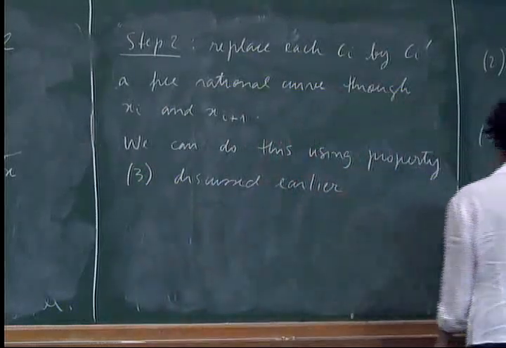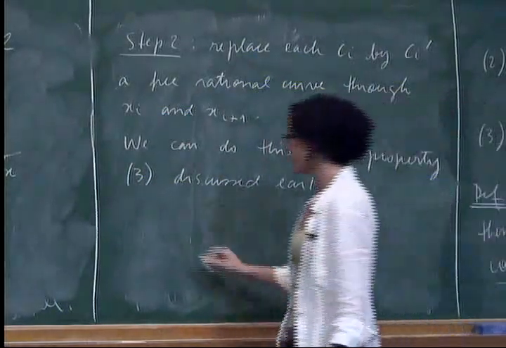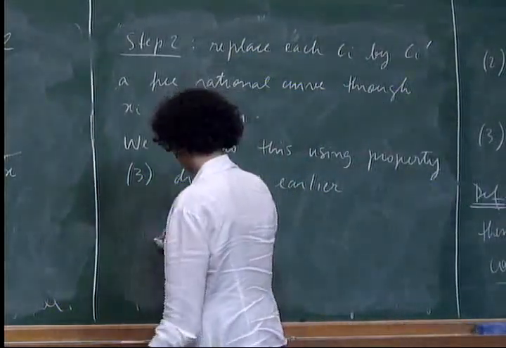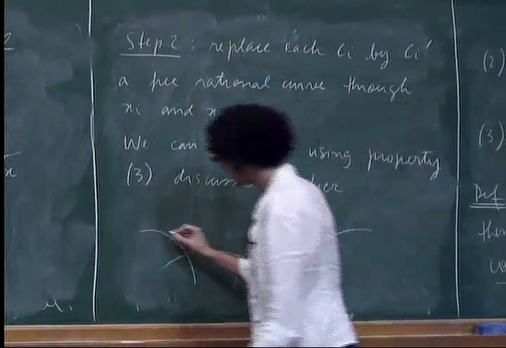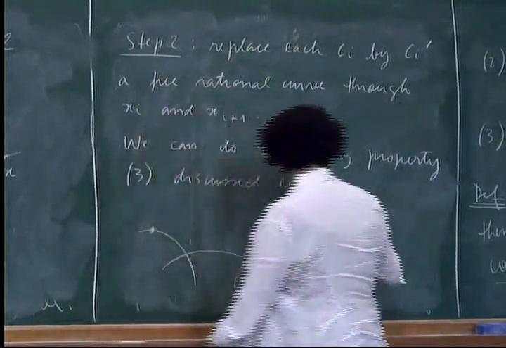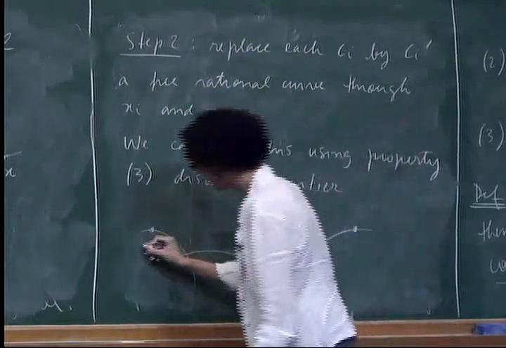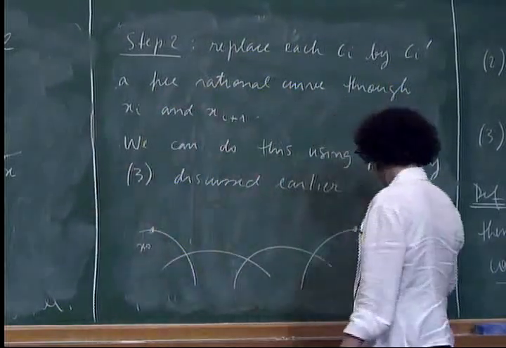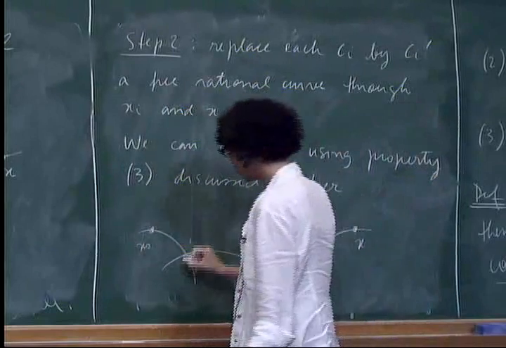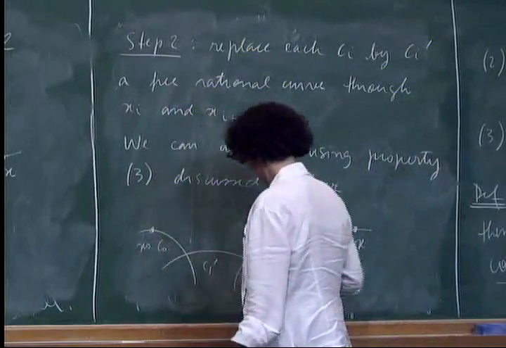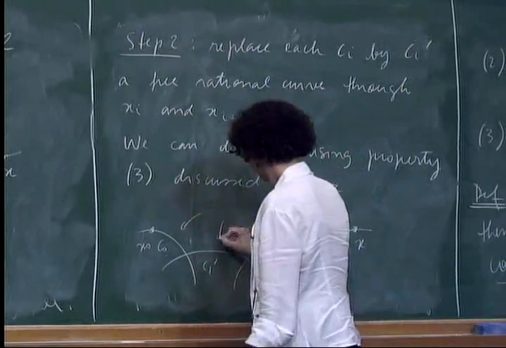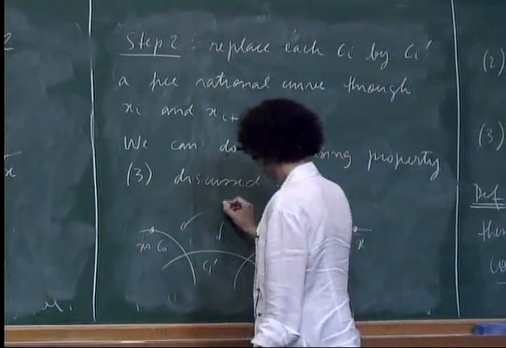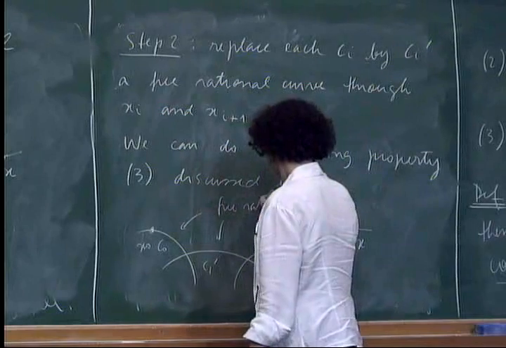Okay, so now after this step, we are in the following situation. We have x0, and we have a chain of rational curves connecting x0 and x, but now each one of them is free. Free rational curves.